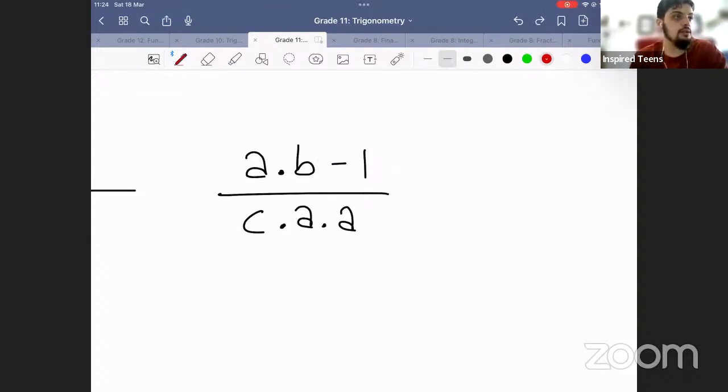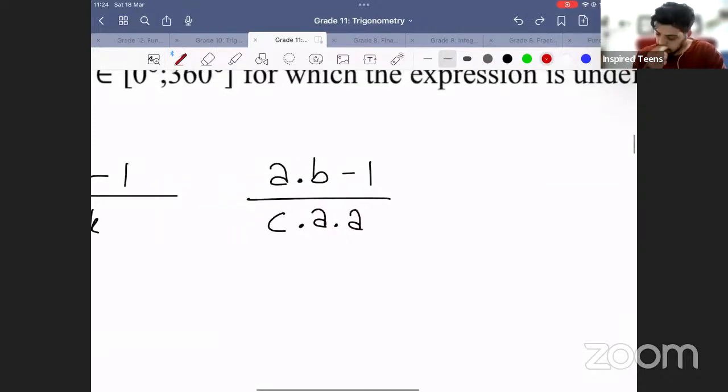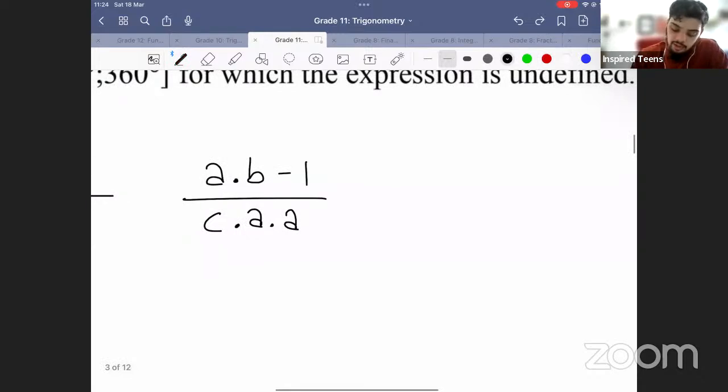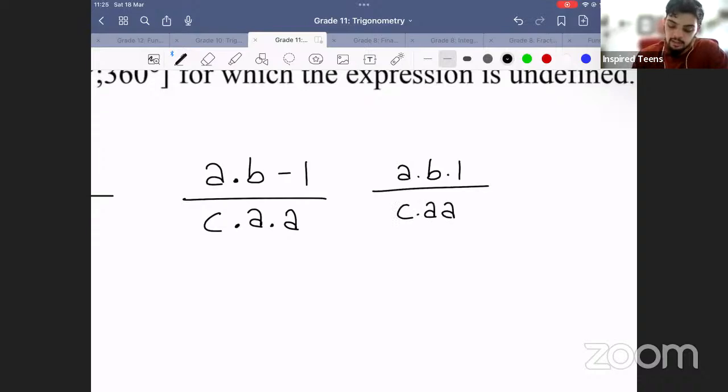So I did the cos of 180 minus k becoming negative cos. As long as there's a plus or a minus, you cannot just cancel. If I have a times b times 1, that's a different story, then I can cancel, no problem. But because of this negative, I cannot cancel.